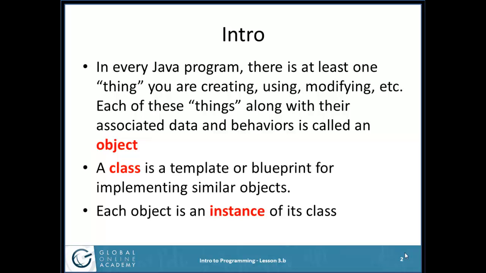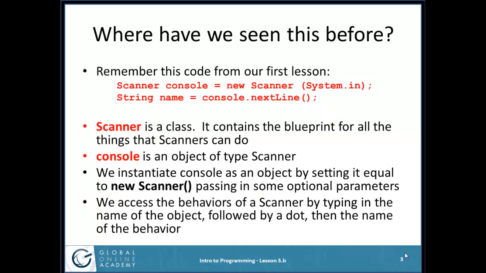In every Java program, there's at least one thing that you are creating, or using, or modifying. Each of these things, along with their associated data and their behaviors, is called an object. And a class is a template, or you can think of it as a blueprint for implementing similar objects. The relationship between objects and classes: each object is called an instance of its class. So what does this mean?